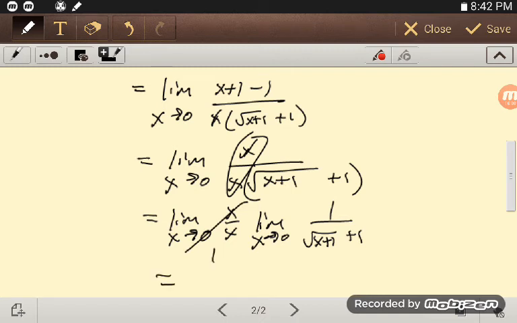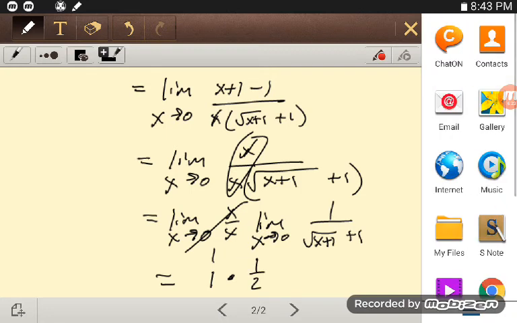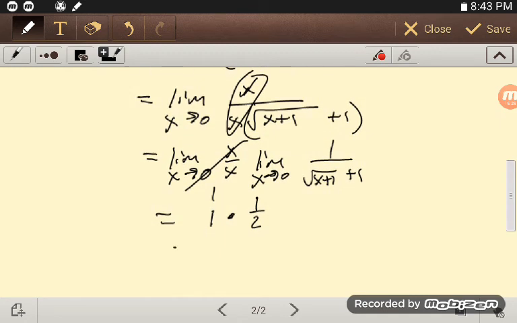And now I can finally do my direct substitution. And so I get 1 times, and when I put in the 0 here, I get 1 over 1 plus 1, or 1/2. And so we finally do all of that and we get 1/2.